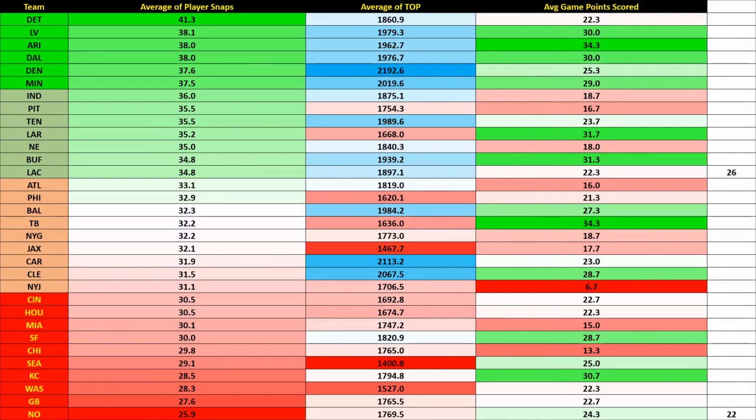And then the middle column is average of TOP. TOP is time of possession.